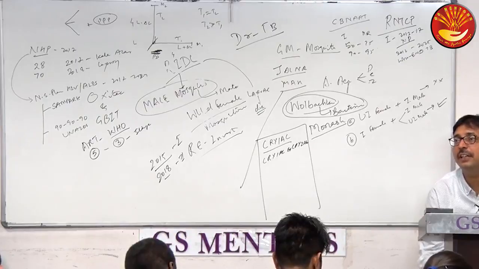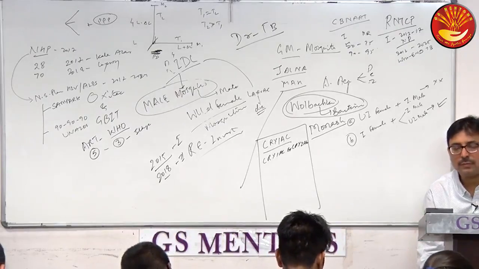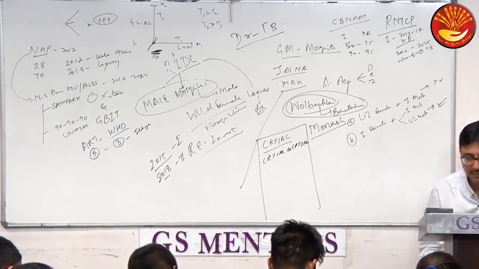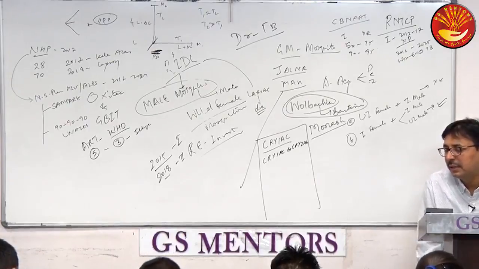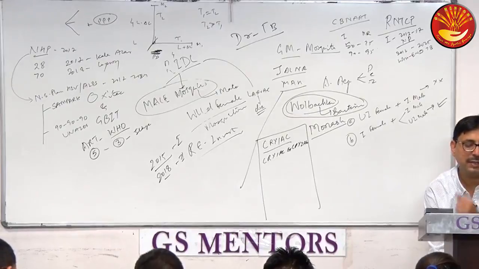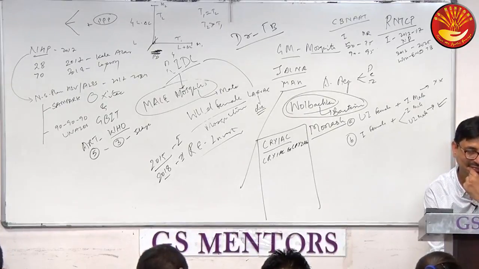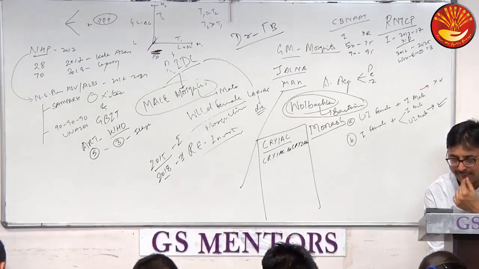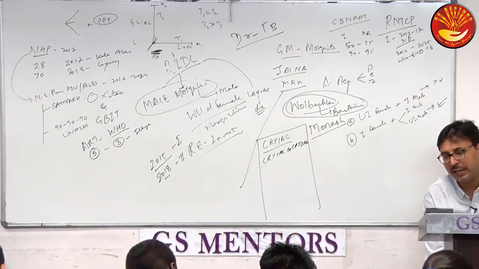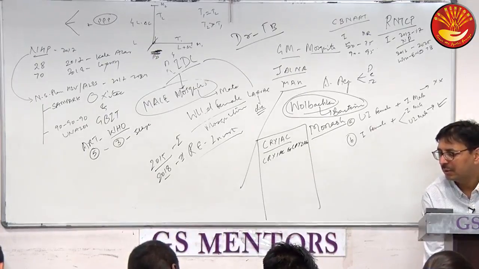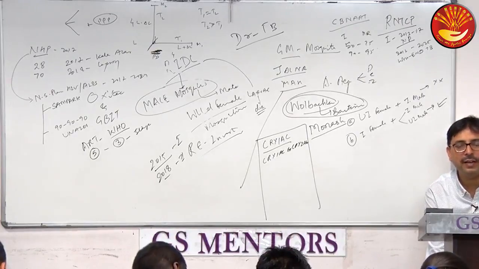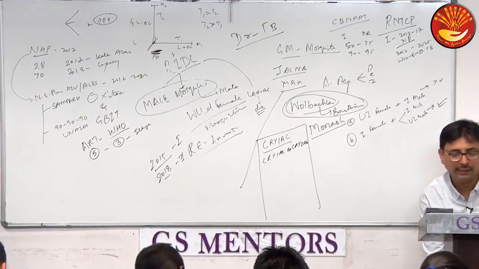Now write GSAT 17. This satellite weighing 3477 kilograms was launched from where? French Guiana, Kourou, by the Ariane rocket.